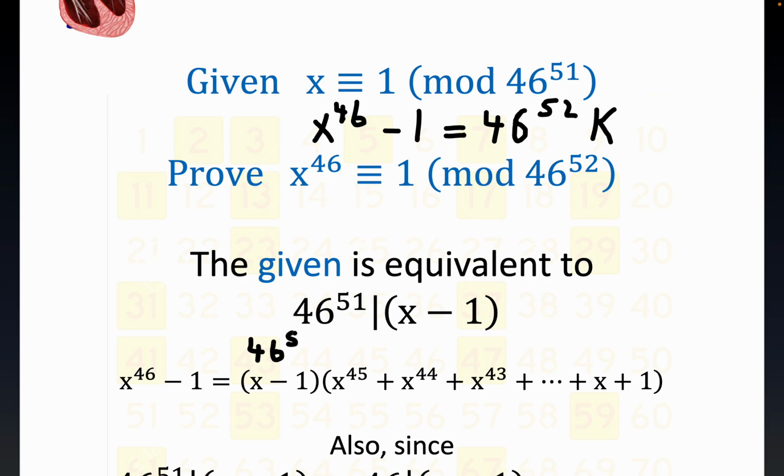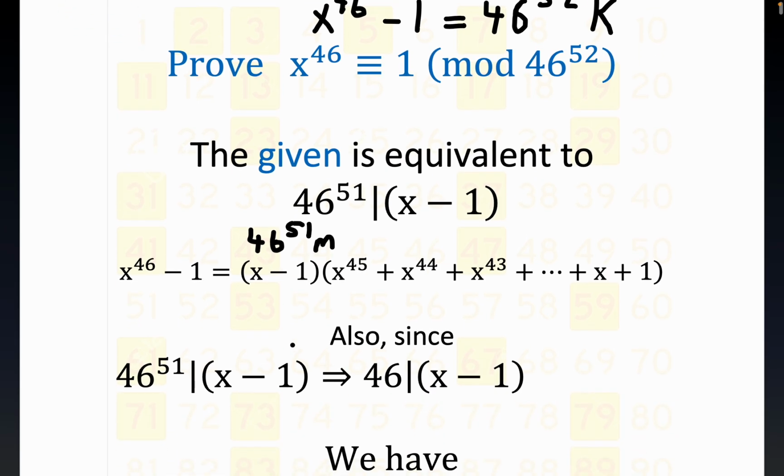Some people don't care about this, but we called it k here. We'll call it m here, although some people just freely reuse symbols. I guess that's okay. Everybody has their own preference on that. So you see, we're almost there right now. We want x to the 46 to be 46 to the 52nd power times some other integer, right? We already have part of it almost there already. So let's keep going.